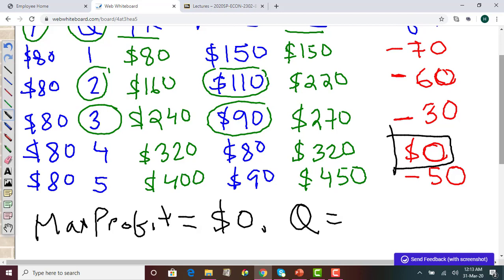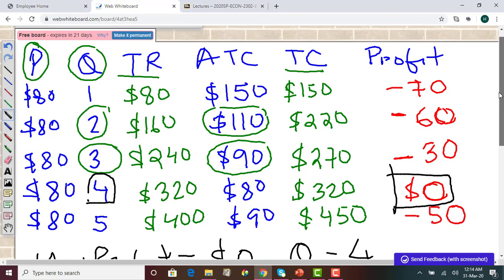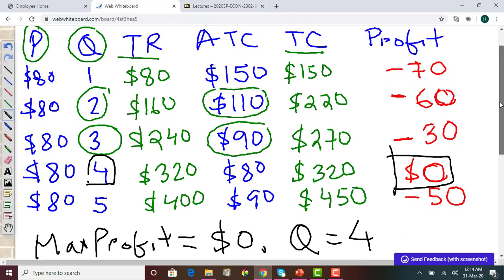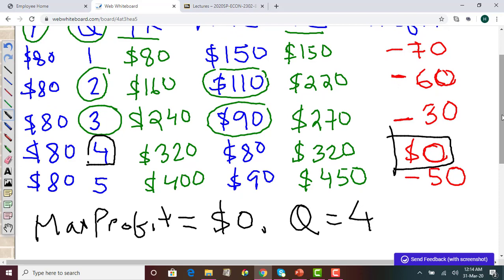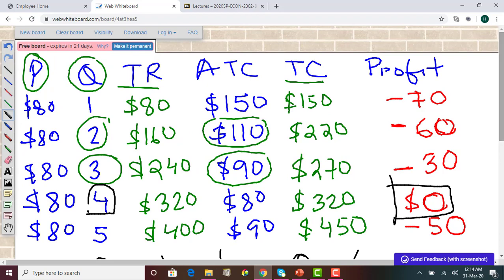And the corresponding quantity, so what quantity are they producing that gives a $0 profit? That is 4 units of quantity, right? So 4 is your corresponding output. So this is the revenue approach. This is basically how we will calculate the profit and figure out what is the profit maximizing point and what is their corresponding output. It's pretty straightforward and simple, and I'm pretty sure this example will help you to understand what's going on.